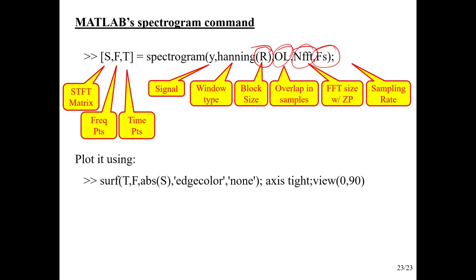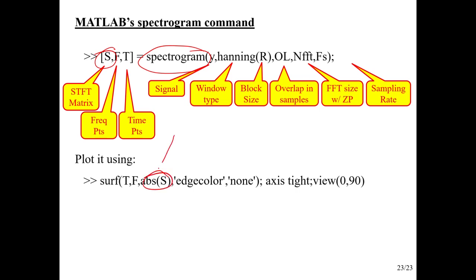So you run this command, you get those three things, and then this is one way to plot it. This is the way I like to do it. I use the surface plot. I put in the T and the F vectors that come out of here. You have to take the absolute value because this is the short time Fourier transform. Technically, the spectrogram is the magnitude squared of the short time Fourier transform. So this says spectrogram, but it really computes the STFT. So you have to take the absolute value here.